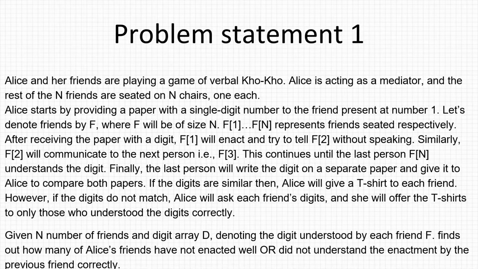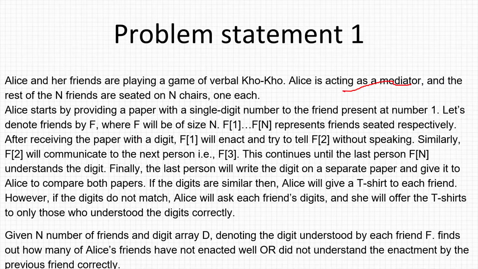So reading the first question for you. Alice and her friends are playing a game of verbal coco. Alice is acting as a mediator, and the rest of the friends are seated on chairs. Okay, so Alice is acting as the mediator initially, and the rest of the n friends are seated on n chairs, one each.